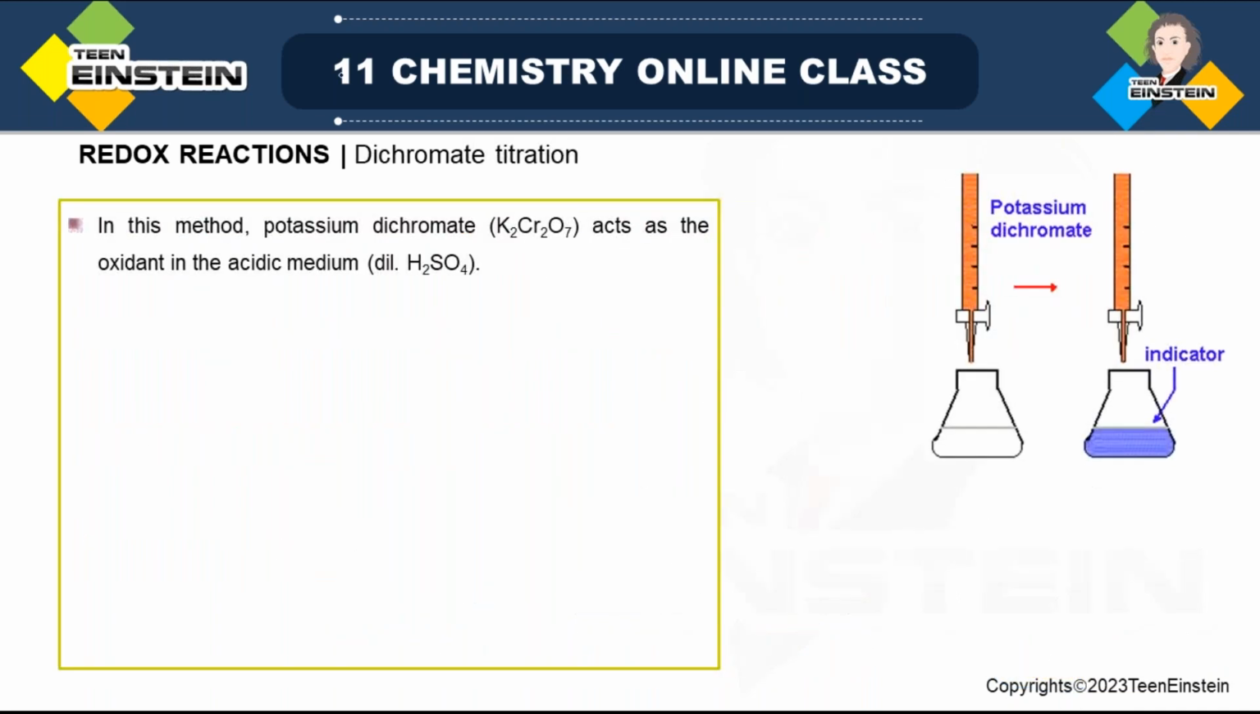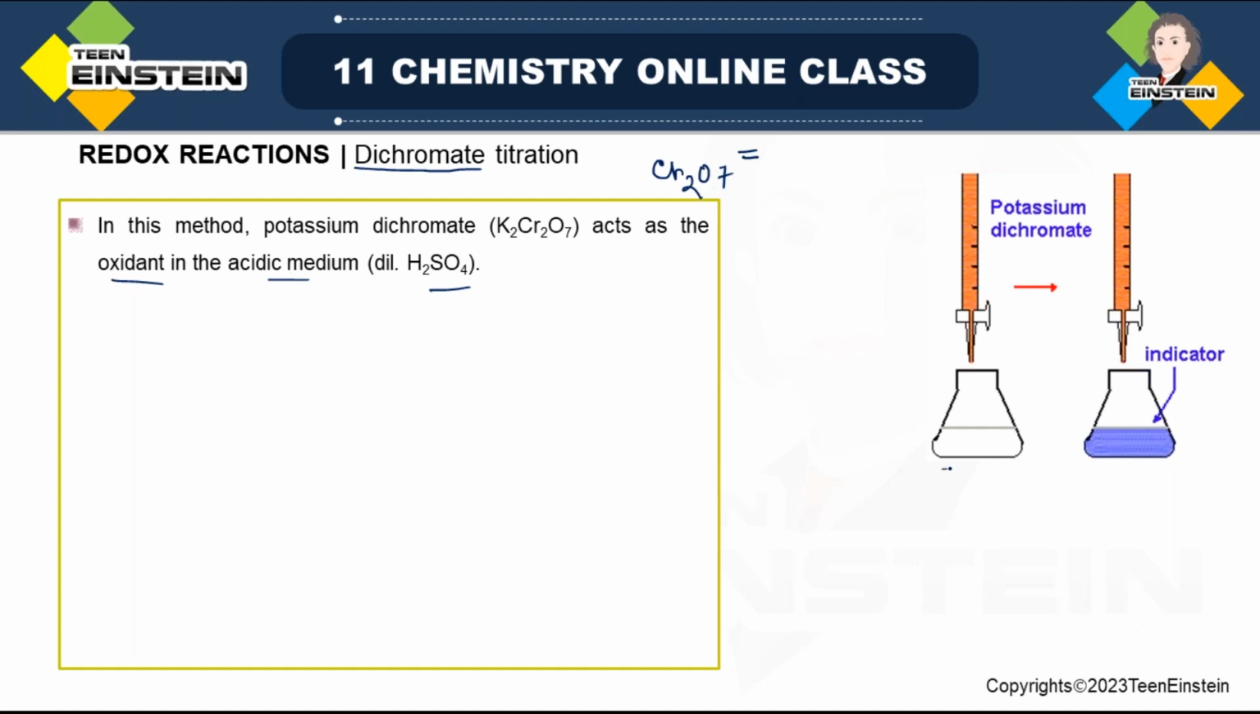Now we will finish the other two titrations. After the first one, permanganate titration, the second one is dichromate titration. In dichromate titration, this name basically comes from the ion Cr2O7 2 minus. If you simply remove 2 potassium, you will get the dichromate ion. This is the oxidant, and here also the medium is acidic, and for creating acidic medium we use dilute sulfuric acid solution.